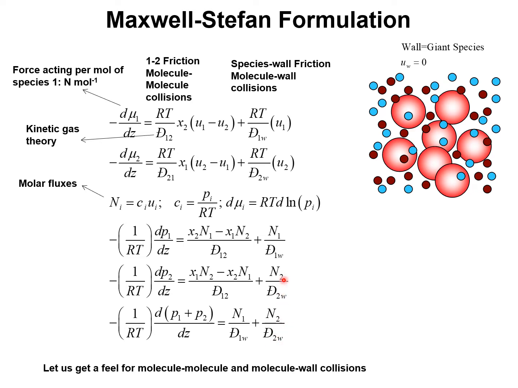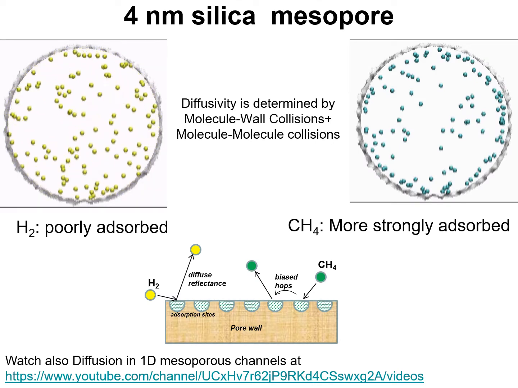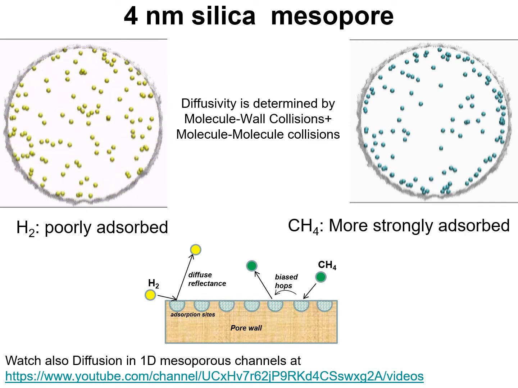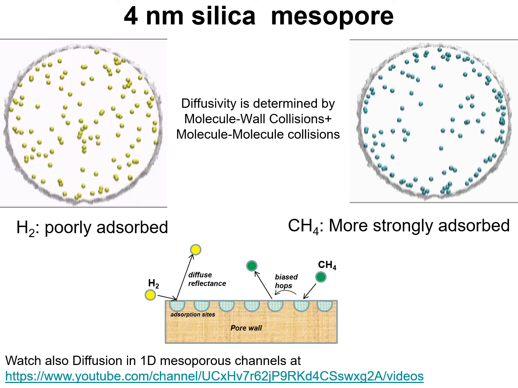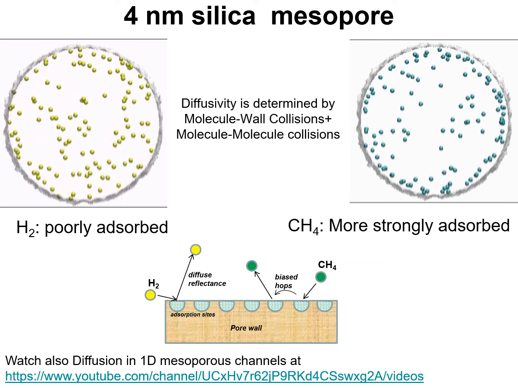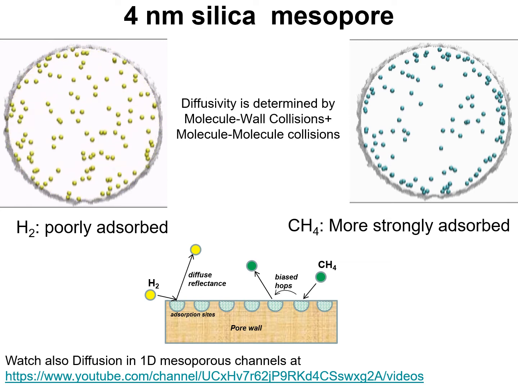Before proceeding further, let us get a feel for molecule-molecule and molecule-wall collisions by looking at animations obtained from MD simulations. We look at diffusion of hydrogen inside a 4 nanometer mesopore. The hydrogen molecules collide with other hydrogen molecules. They also collide with the wall. On colliding with the wall, a hydrogen molecule gets reflected.